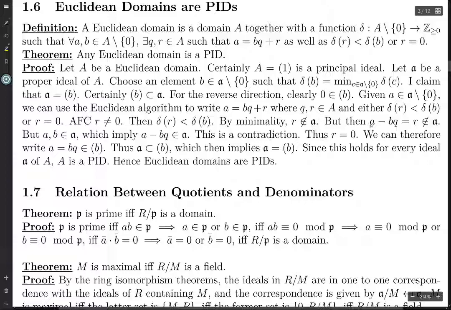So if R is not in the ideal A, then A minus BQ equals R. Well, R is not in A, so this difference is not in A. But A and B are both in A, which means that A minus BQ must be in A, so we have a contradiction. Therefore, R is 0, and so A is equal to BQ. And this obviously is an element of the ideal generated by B. Therefore, A is contained in this ideal, and so they're equal. So every ideal is principal, and so Euclidean domains are PIDs. And so that's that.